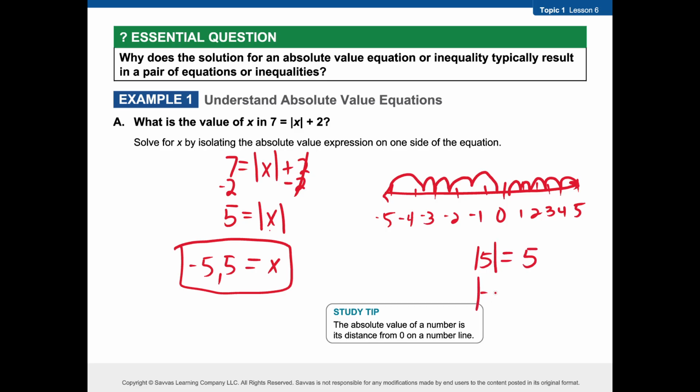Absolute value of 5 is 5. Absolute value of negative 5 is also a 5. They both take 5 spaces to reach 0. Never can a number become negative when taken outside of absolute value.